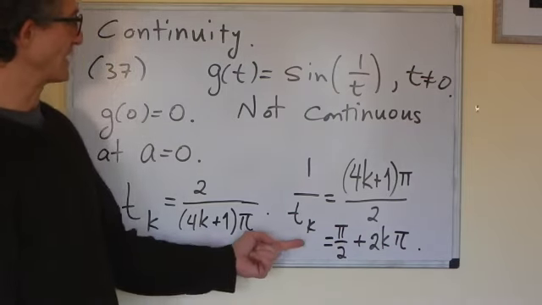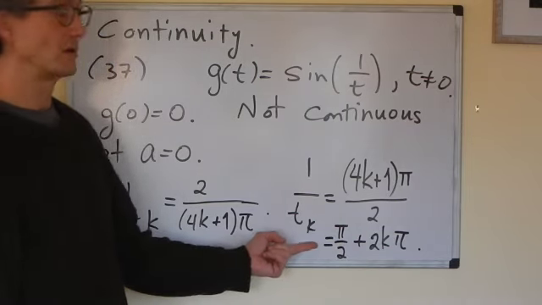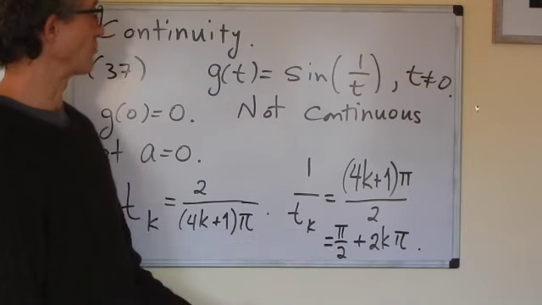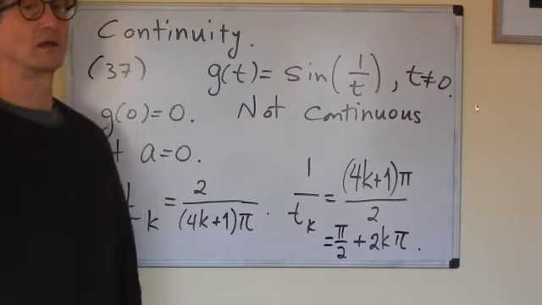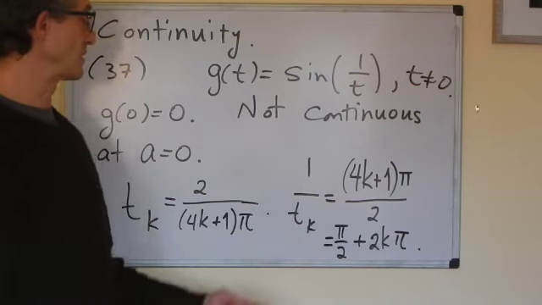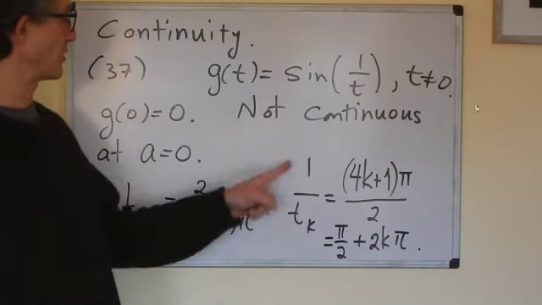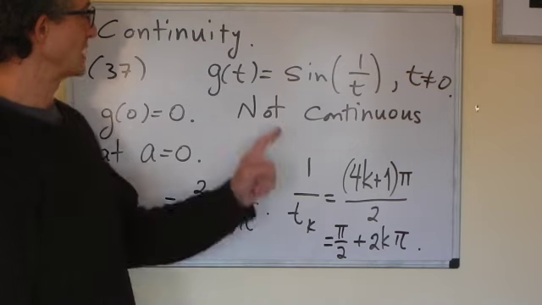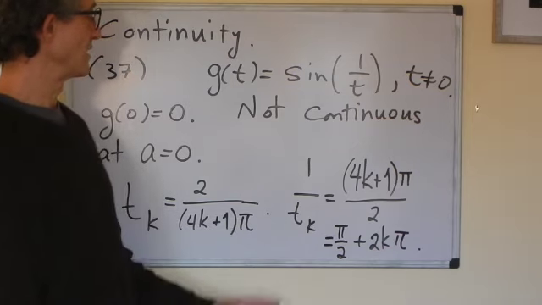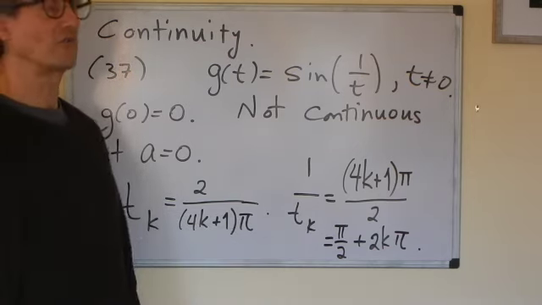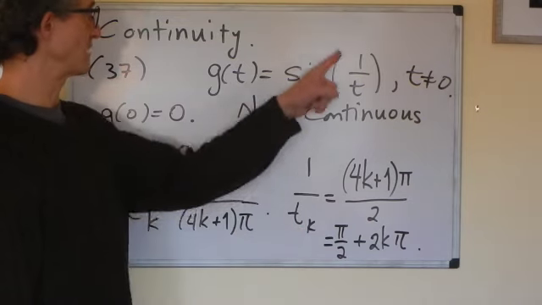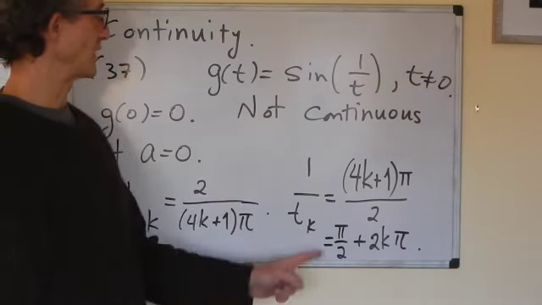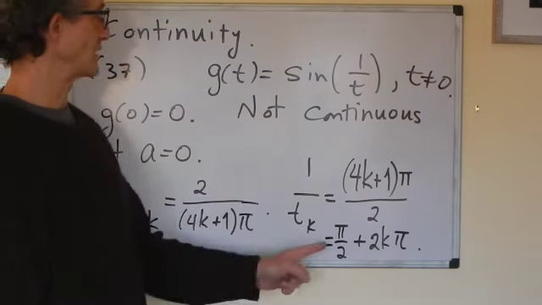Now if we evaluate sine at this point, sine at pi over 2 is 1, and any multiple of 2 pi doesn't change the value of sine. So sine at 1 over t sub k is equal to 1 no matter what k we choose. So for any integer k that we choose, sine of 1 over t sub k is going to be 1. Let's see how that plays in the definition.